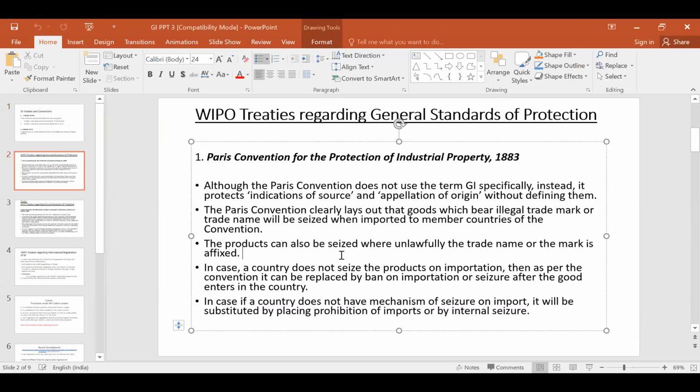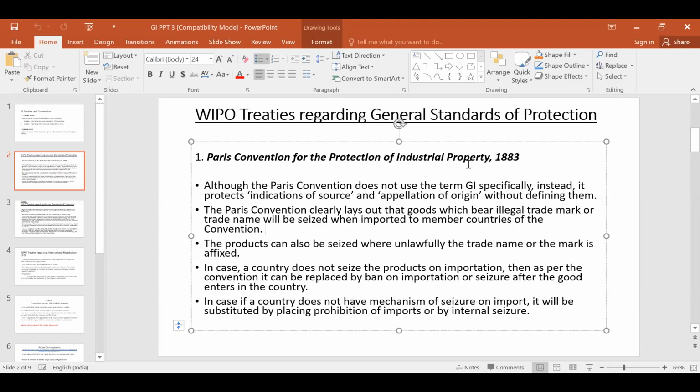Now, coming to the WIPO treaties regarding general standards of protection, the first one is the Paris Convention. And the Paris Convention of 1883 is not just an international convention pertaining to GI specifically. It is the international convention pertaining to all kinds of industrial property.